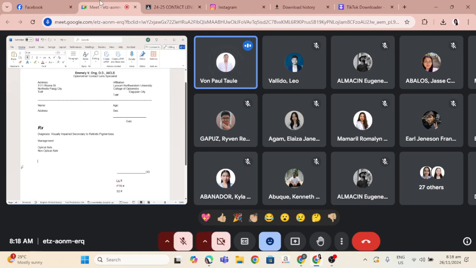So here, this could also be your usual prescription that you can give to your patient for purposes of filing, or claiming, or for filing reports for medical records or medical insurances, mga ganyan. So this one is Annex A. Annex B naman is a contact lens prescription. For the contact lens prescription, we have a sample also.